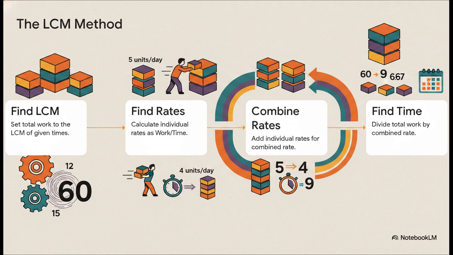Step 3. Find the combined rate. 5 plus 4 equals 9 units a day when they're working together. And finally, step 4. Just divide the total work by that combined rate. 60 units divided by 9 units a day gives us exactly 6.67 days. No fractions, no headaches, just pure, undeniable logic.